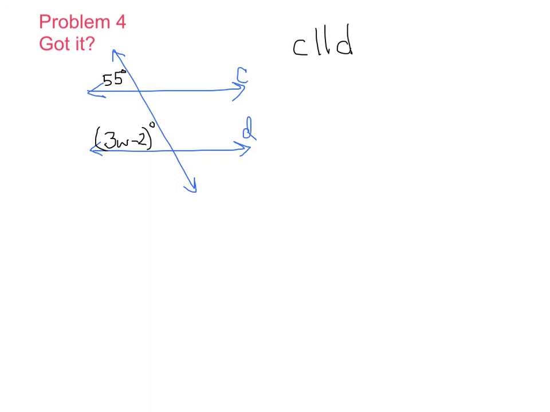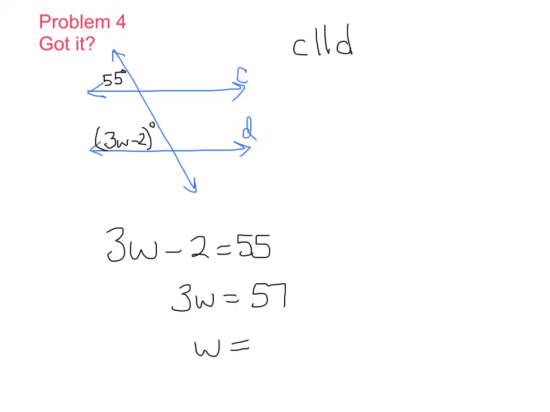So because they're parallel, what do we know about corresponding angles? We know they're congruent. So you can say 3W minus 2 equals 55 degrees. That gives us 3W equals 57 degrees. We divide by 3, and the value of W would be 19. And that's it for this section, 11.3.